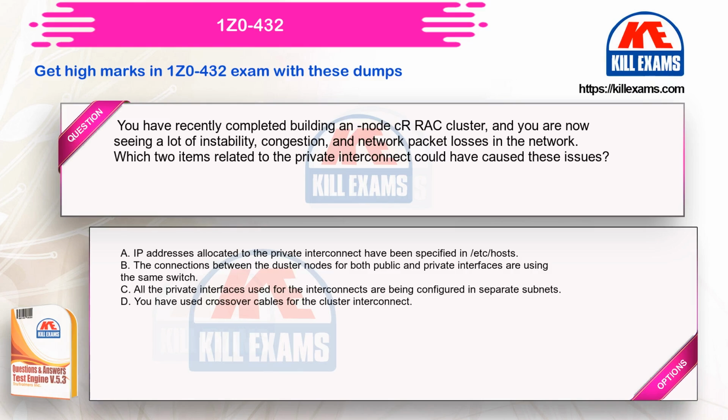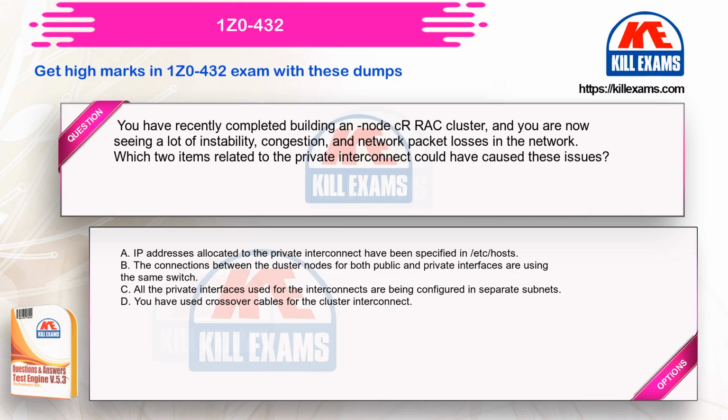You have recently completed building a Node RAC cluster, and you are now seeing a lot of instability, congestion, and network packet losses in the network. Which two items related to the private interconnect could have caused these issues?